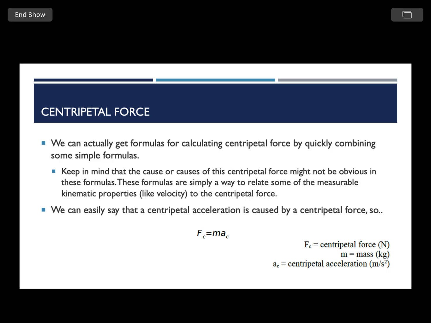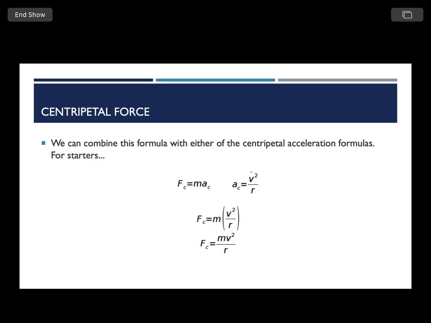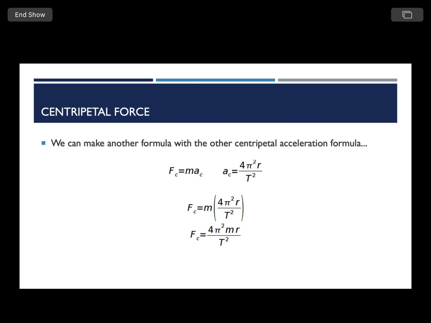All right, so centripetal force. Now, we're just combining a couple of formulas here. We can easily say that force is equal to mass times acceleration, Newton's second law. That works just fine. We can combine things using that acceleration formula that we had earlier, v squared over r. We can substitute that in and get this formula right here. If we want to use the other acceleration formula, we can get this formula right here.